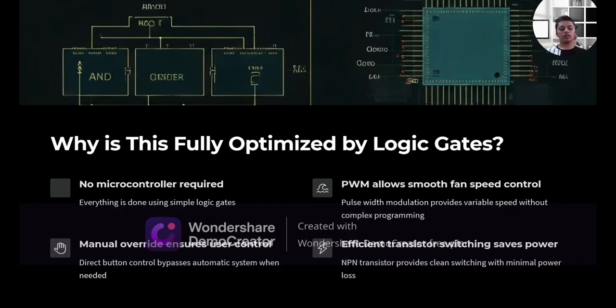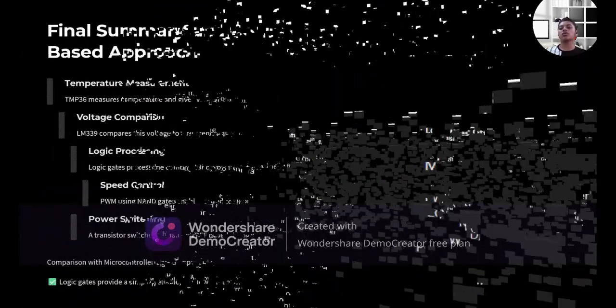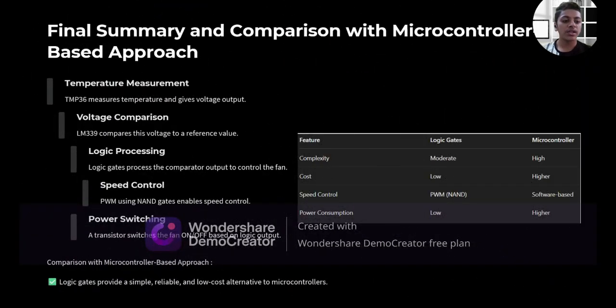At the last, we see the final summary of the temperature controlling fan, and also the comparison between logic gates and a microcontroller if we use it in our temperature controlling fan. So the final summary is: temperature measurement, TMP36 measures temperature and gives voltage output. Voltage comparison, LM339 compares this voltage to a reference voltage. Logic gates process the comparator output to control the fan. PWM using NAND gates enables speed control. A transistor switches the fan on and off based on logic output.